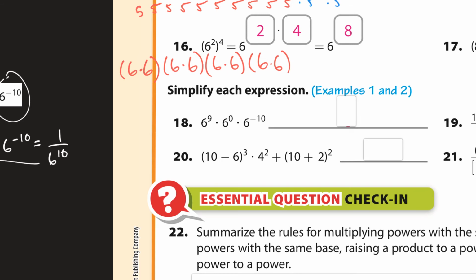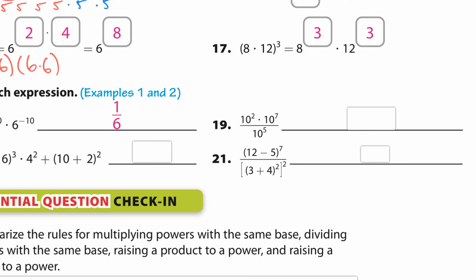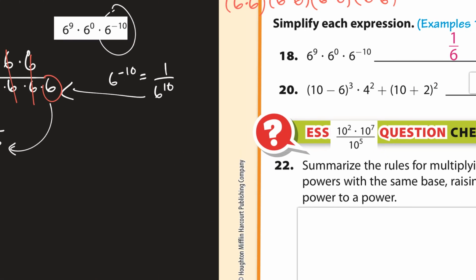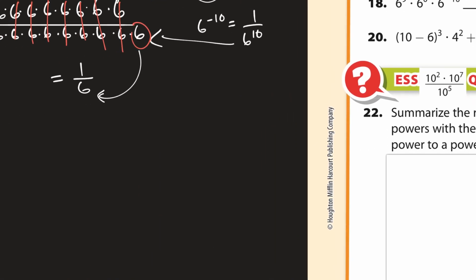I will do this. 1/6. And then we have this one. I will copy this and bring it over to a blank spot right here.